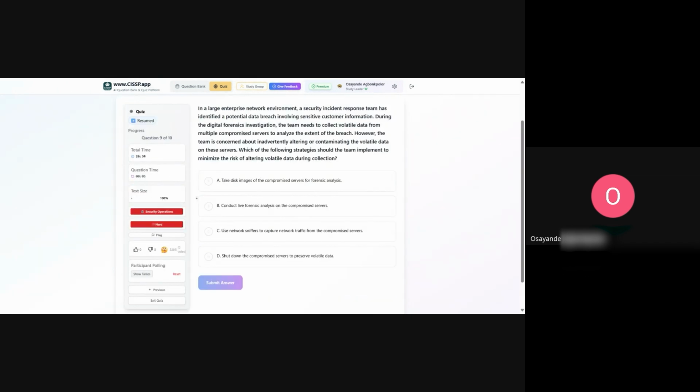In a large enterprise network environment, a security incident response team has identified a potential data breach involving sensitive customer information. During the digital forensics investigation, the team needs to collect volatile data from multiple compromised servers to analyze the extent of the breach. However, the team is concerned about inadvertently altering or contaminating the volatile data on these servers. Which of the following strategies should the team implement to minimize the risk of altering volatile data during collection?